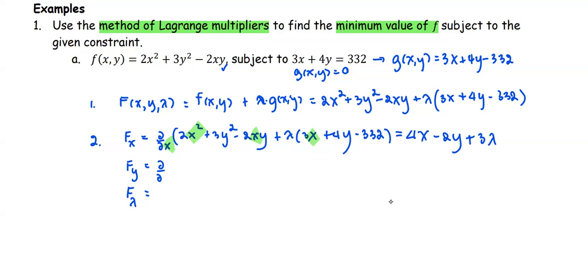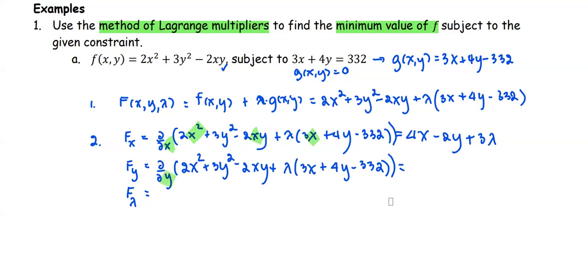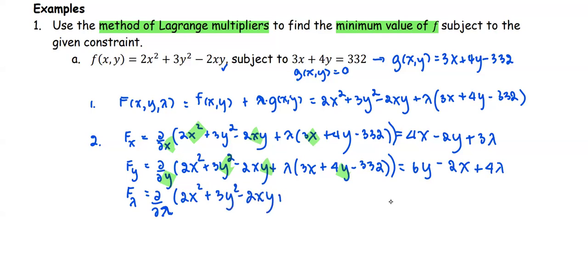Similarly for the partial derivative with respect to y, we're going to look at y as the variable. The rest are going to be treated as constants. So the partial derivative with respect to y is 6y minus 2x plus 4 times lambda. And then the partial derivative with respect to lambda. We look at lambda as the variable, the rest are going to be constants.